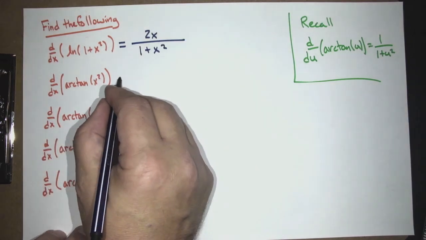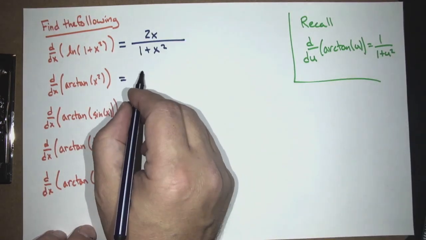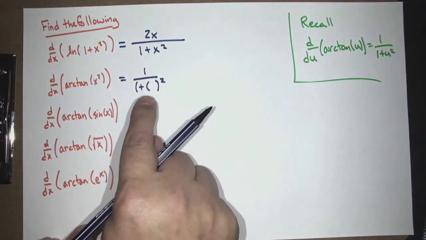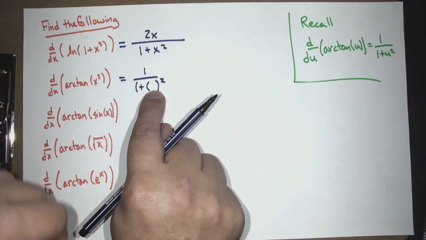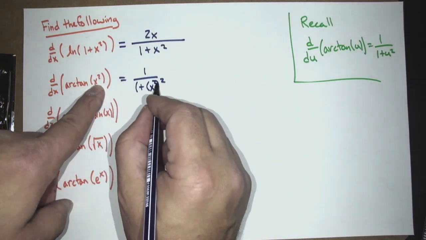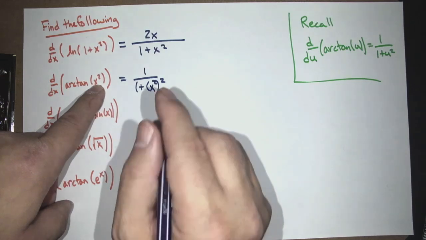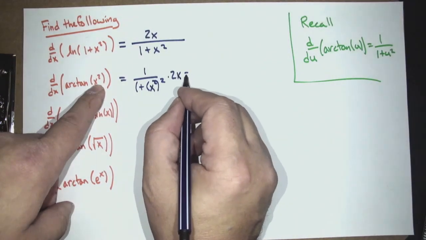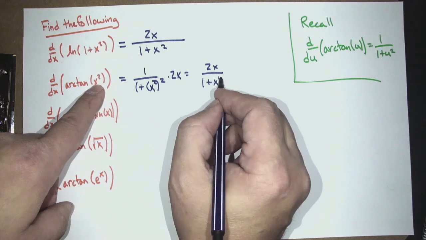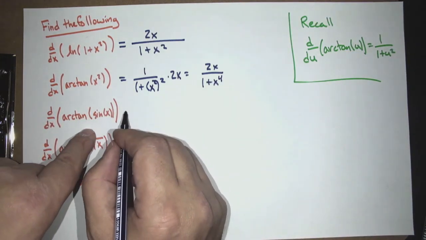What would that be? Well, follow the rule. 1 over 1 plus something squared. What goes here? X squared. Whatever's on the inside, that goes there. Anything else? Times 2x. So this becomes 2x over 1 plus x squared squared, which is x to the 4th. All right. Any questions?